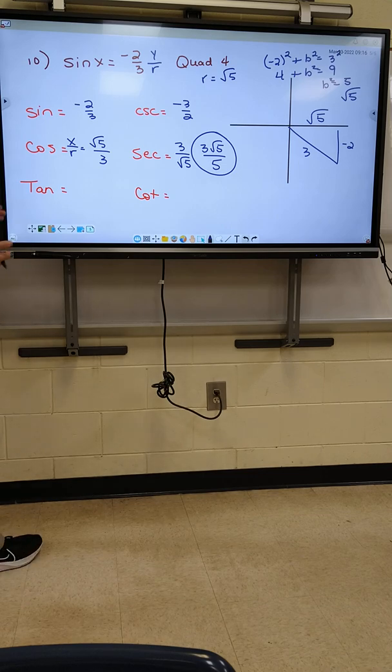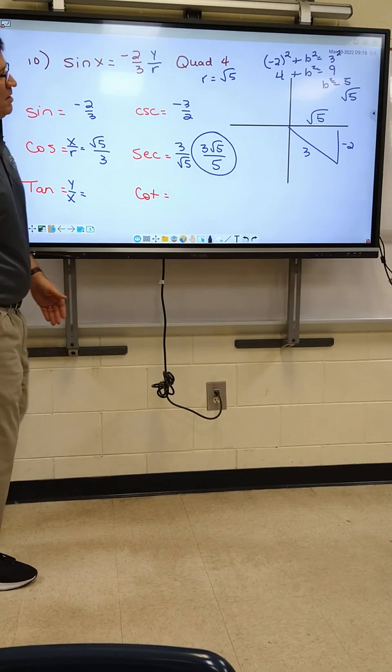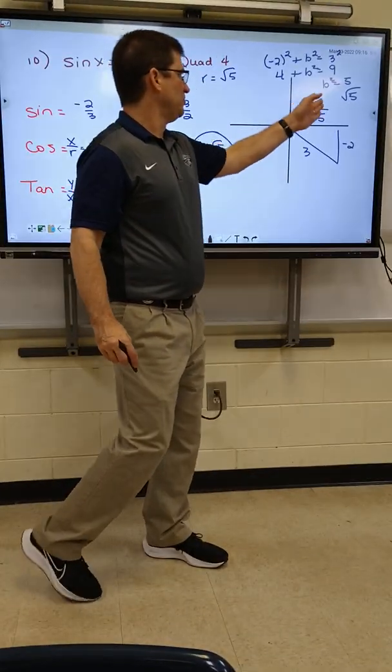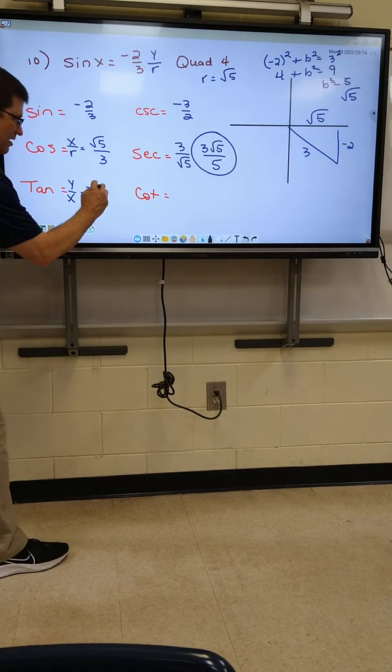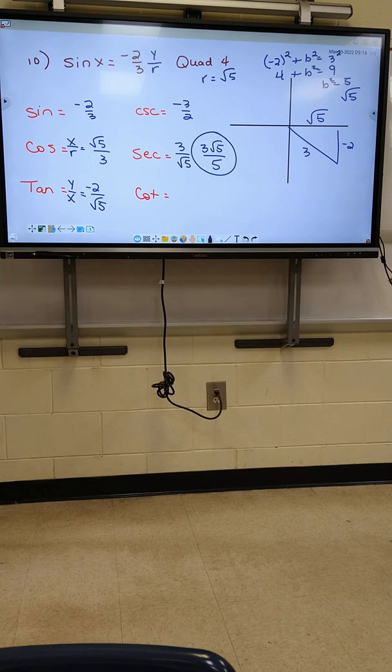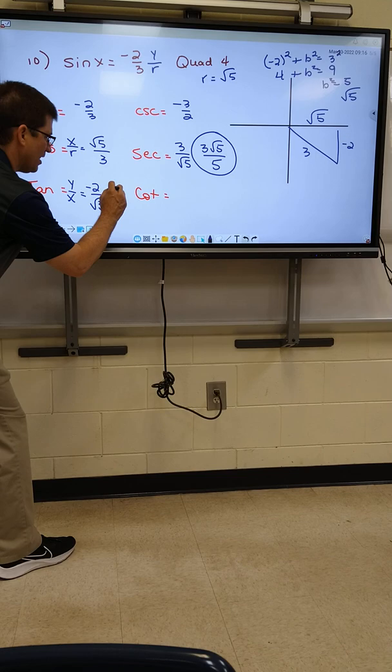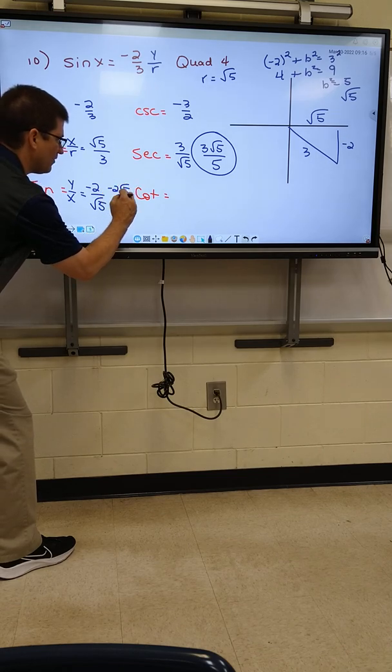All right, last answers. Tangent is y over x. My y is -2, my x is root 5. -2 over root 5. Can I leave it like that? No, let's type it in. Let's see what you get. Kayla's already typed it in. She got it. Now, did you leave your negative off? Yeah. So it's -2 root 5 over 5.